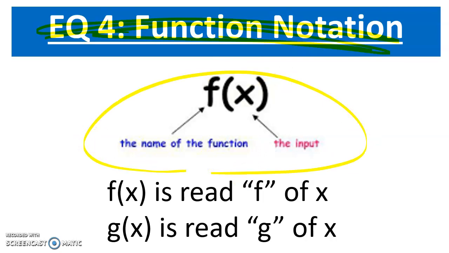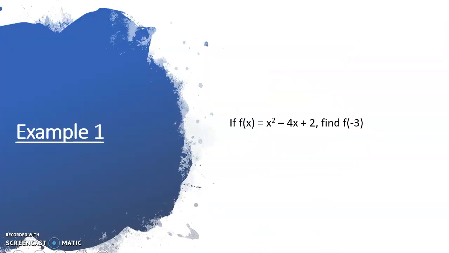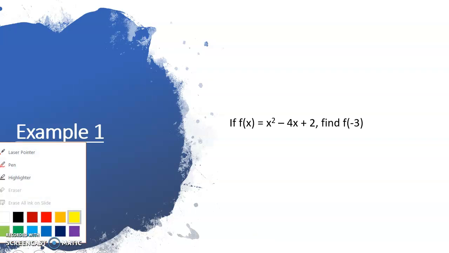F of x is how this is read, where f is the name of your function. So this is function f. And whatever's in parentheses right here, that's your input. We're going to be inputting something there. We read this f of x. Or if the function was named g, it would be g of x, h of x, j of x, and so on. We're just going to jump in with examples today because that's really the best way to teach this.